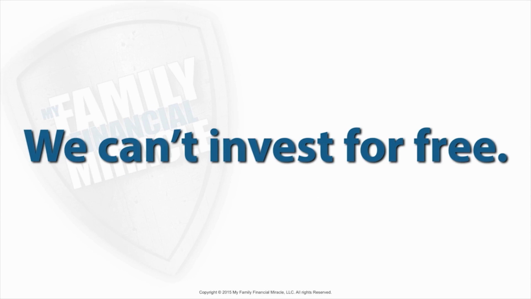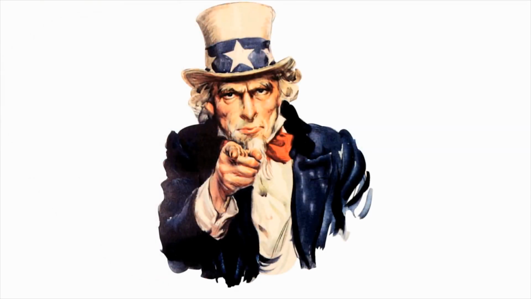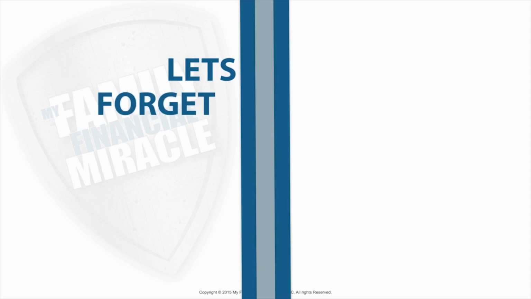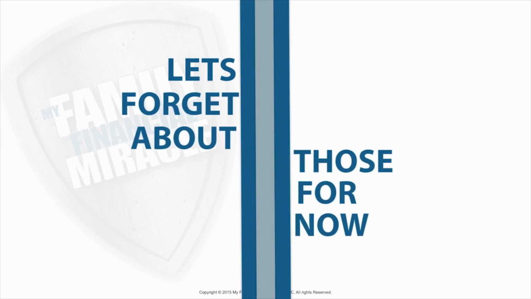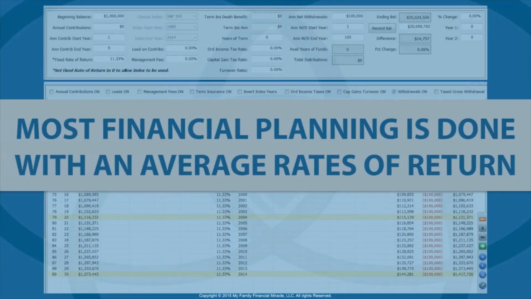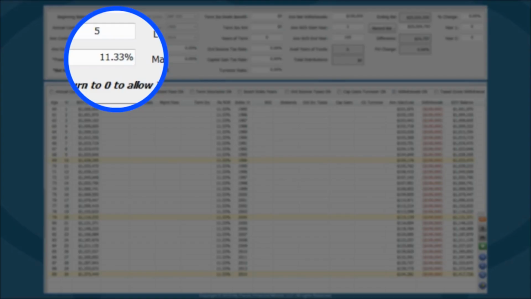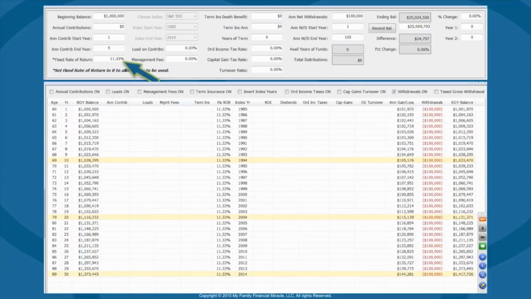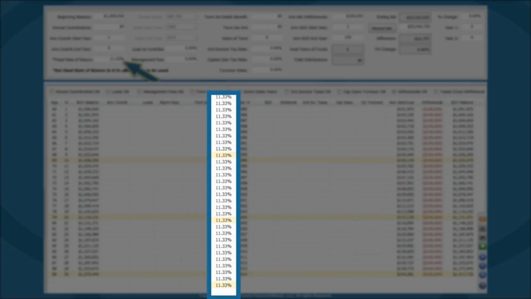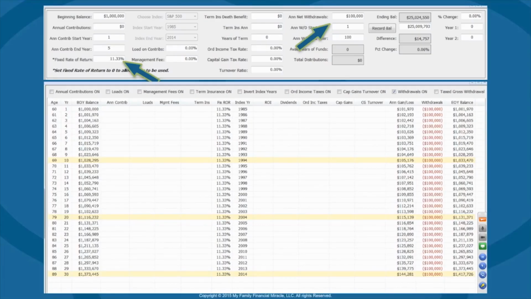Now, no one can invest for free, and we all have our not-so-silent partner, Uncle Sam. But once again, to keep this simple, let's ignore expenses and taxes. We can all agree that with expenses and taxes, your money isn't going to last as long as I'm about to show you, right? Great. Most financial planning is done with an average rate of return. In this example, our actual history was 11.33%. So I'm going to give this account a linear rate of return and then pull $100,000 per year off of the account. As we would expect, this account will last forever and will grow over time.